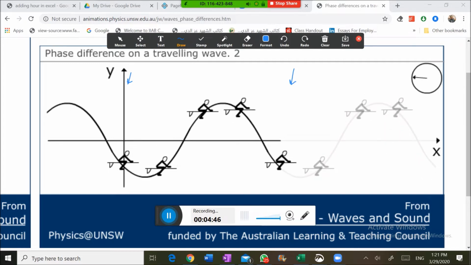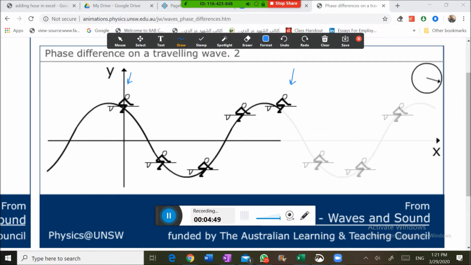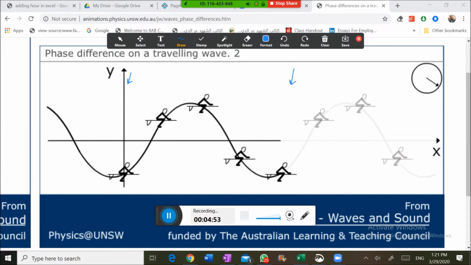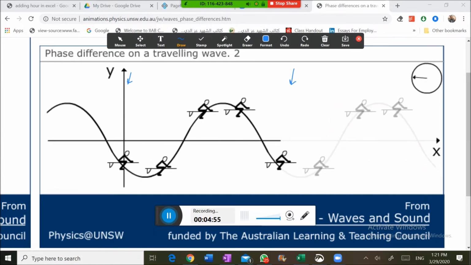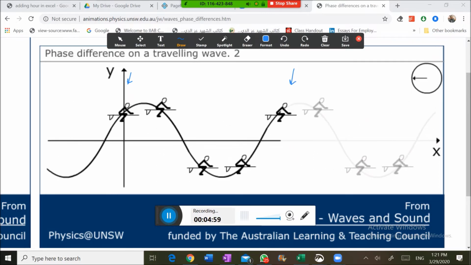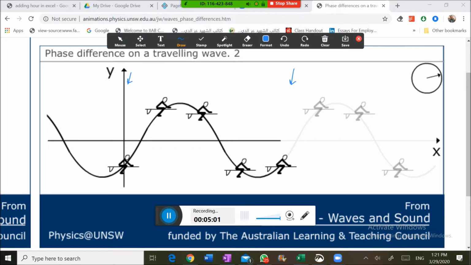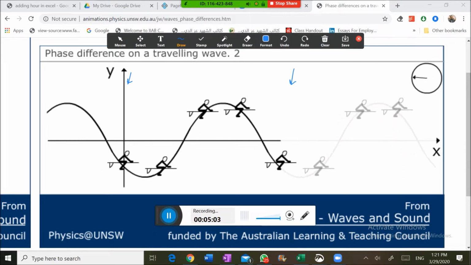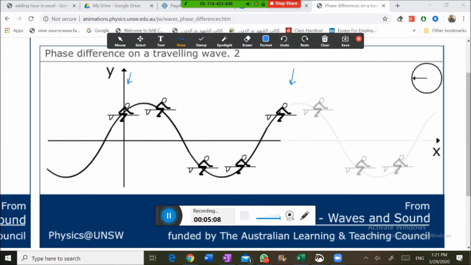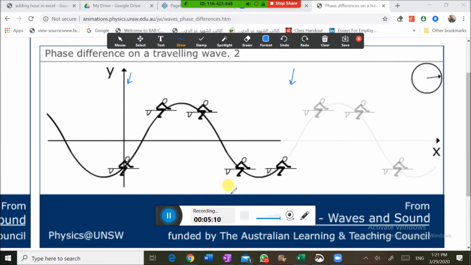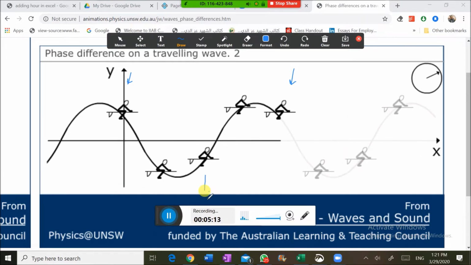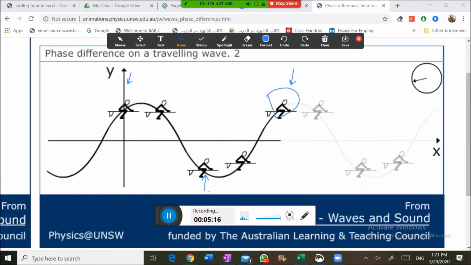طيب. Is that clear? If there's any question, please ask me. So they are in phase. Why are they in phase? They are oscillating at the same moment. يعني they will have the same displacement at the same moment, right? Either upward or downward. Now look at my question. What about this one, this particle, with this particle?